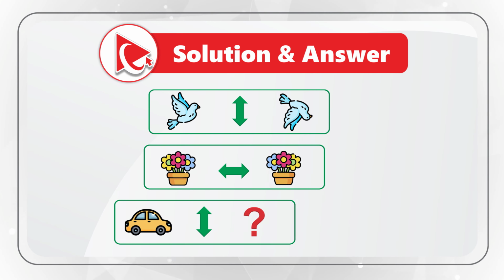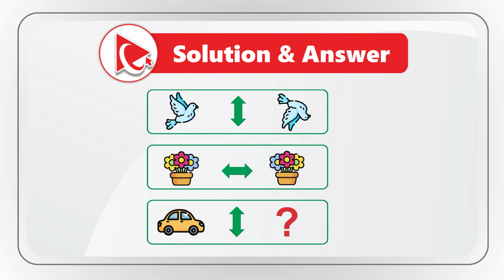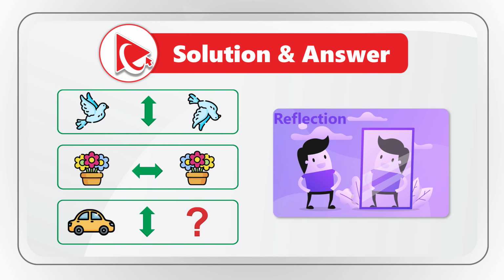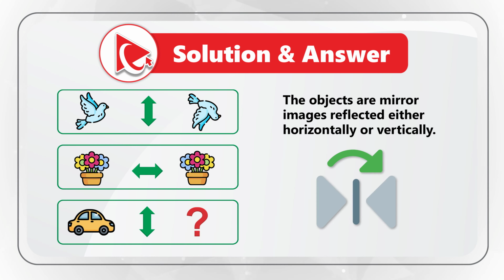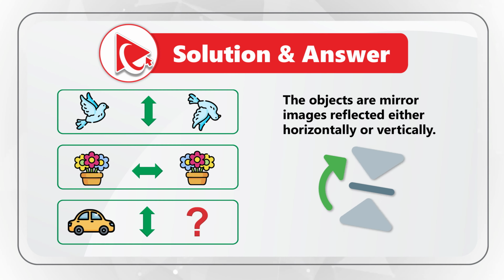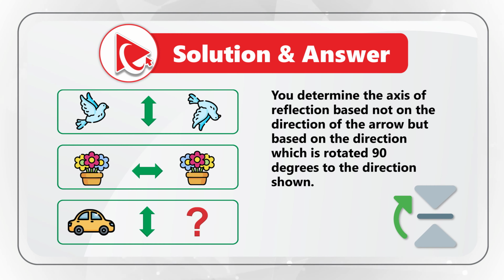The actual answer to the question is very simple, but the question was designed to confuse you. The objects that you see on the left of the arrow and on the right of the arrow are reflections of each other. What's interesting here is that the objects are mirror images reflected either horizontally or vertically. You determine the axis of reflection based not on the direction of the arrow, but based on the direction which is rotated 90 degrees to the direction actually shown. Let's look at the actual example.